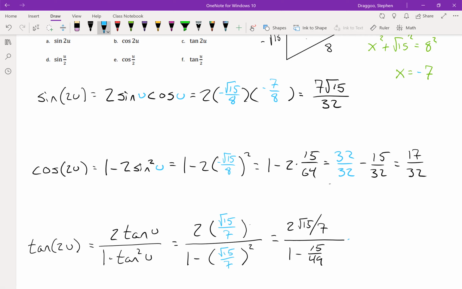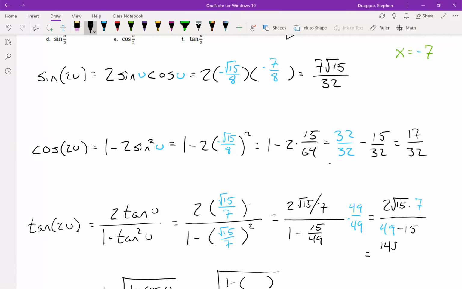In this step, if I multiply 49 to both top and bottom to help simplify this fraction so that I only have one denominator, I will get 2 root 15 times 7 divided by 49 minus 15, which can simplify to 14 root 15 divided by 34, or 7 root 15 over 17.